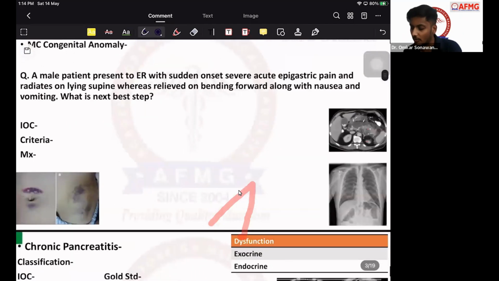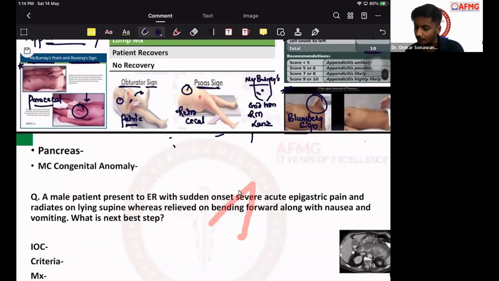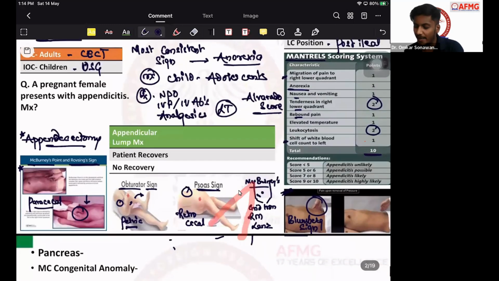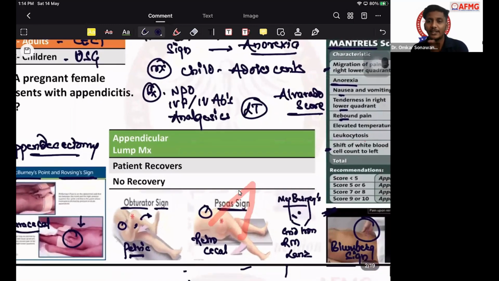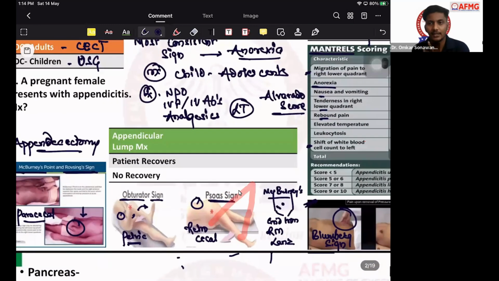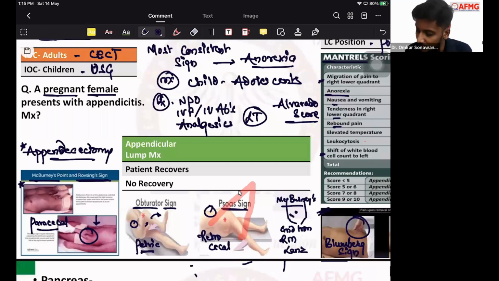Now, a question from December. A pregnant female, irrespective of her gestational age, irrespective of how many weeks pregnant she is, presents with acute appendicitis. What would be your management? You will just treat the patient conservatively, or you will plan elective appendicectomy in the second trimester or after delivery, or you will do emergency appendicectomy in the patient.